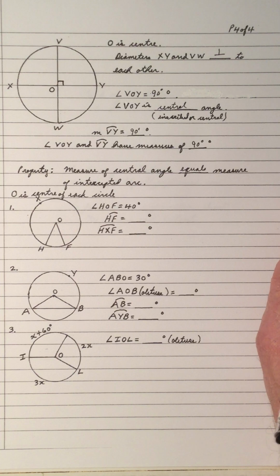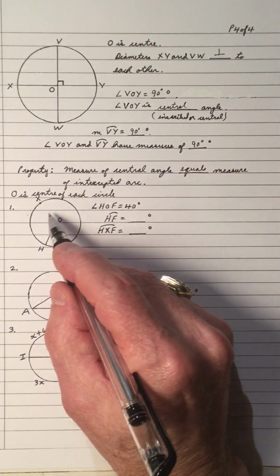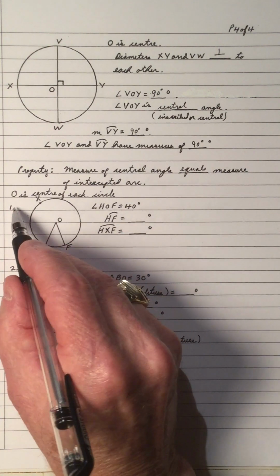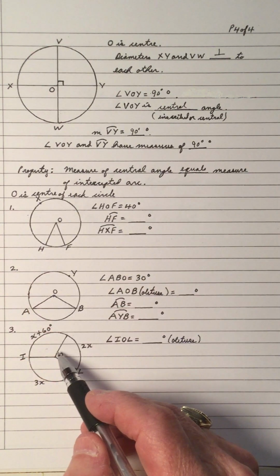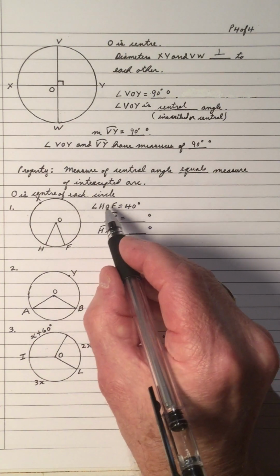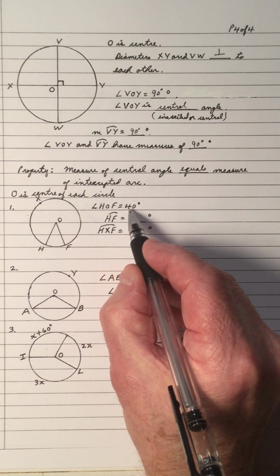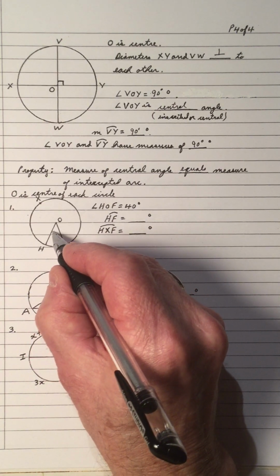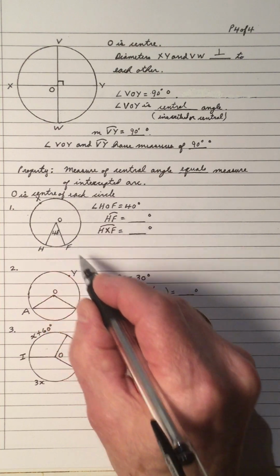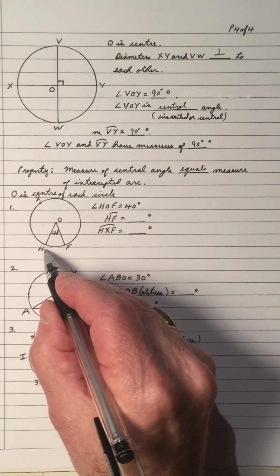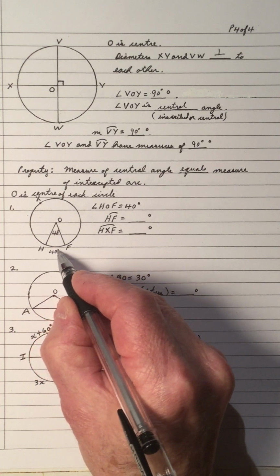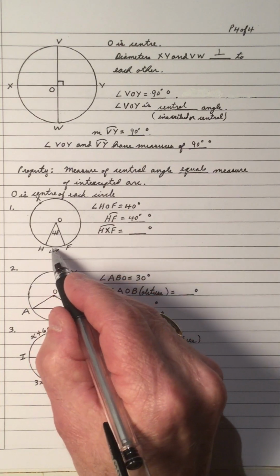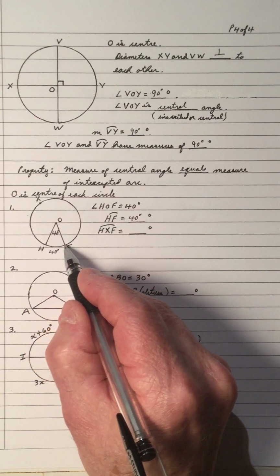So let's do some problems based on the central angle equals the measure of the intercepted arc. O is the center of each of these circles here. I want to make sure of that. It says that angle HOF is 40. So that's a 40-degree angle. That means that the arc HF is 40, because the measure of the central angle is equal to the measure of the arc that it intercepts.